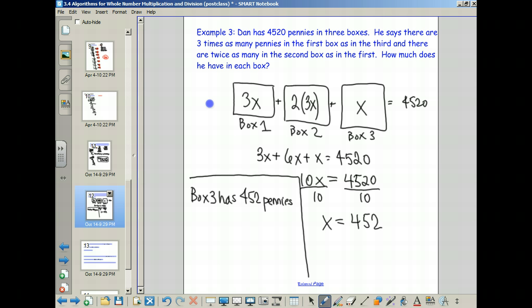What else? Okay, so box 1 has, and if you take the 452 and you multiply by 3, okay, so I've got 6, we've got 15, 12, so there's my 1356. All right, so box 1 has 1356, then what?